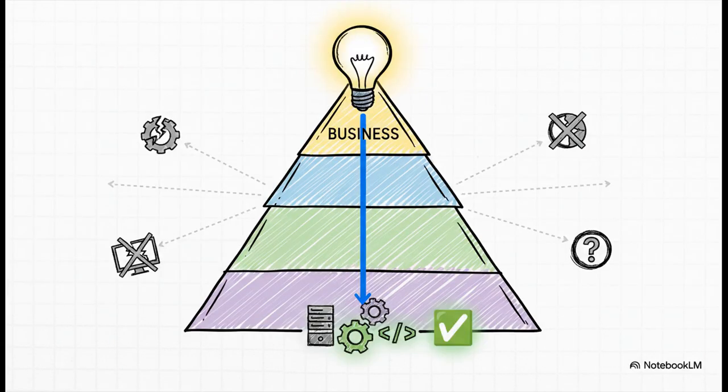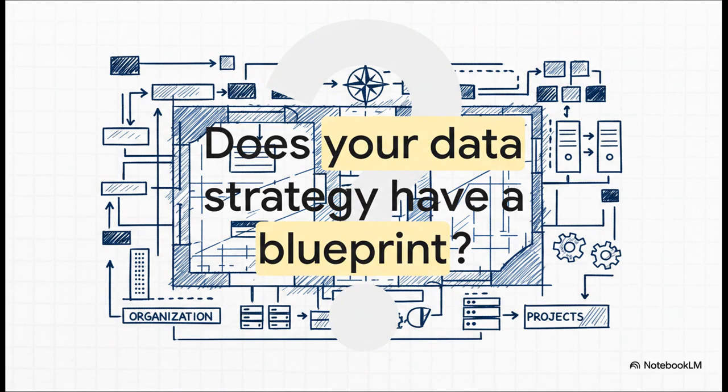So, here's the crucial takeaway. The enterprise architecture pyramid isn't just some theoretical model. It is a practical tool that ensures alignment. It's what stops you from building these technically impressive solutions that don't actually solve anyone's problem. It guarantees that the technology you're building is directly serving the strategy that the business defined. And that brings us to the final question I want you to think about. When you look at your own work, at your own projects, at your own organization, can you see the connections? Does your data strategy have a clear blueprint?